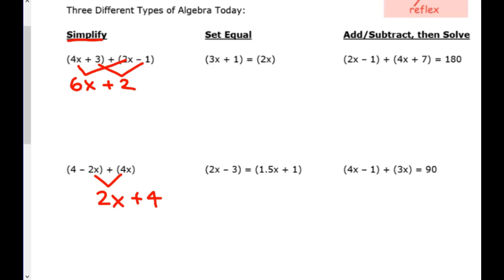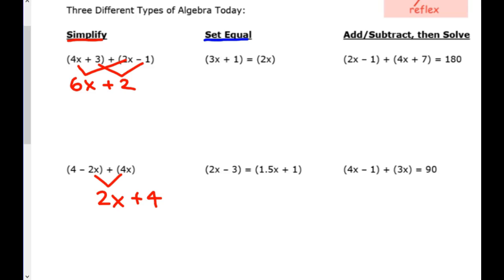Now the next one says to set equal. This time, since there's an equal sign, we're going to solve the way we've been doing it on our warm-ups the whole last week. On this first one, I have a 3x and a 2x, and they're on different sides of the equal sign. Do I combine my terms, or do I get rid of the smallest one? We are going to get rid of the smaller x. You can only combine terms if they're on the same side of the equals. Since these x's are on different sides of the equal sign, let's get rid of the smaller x.